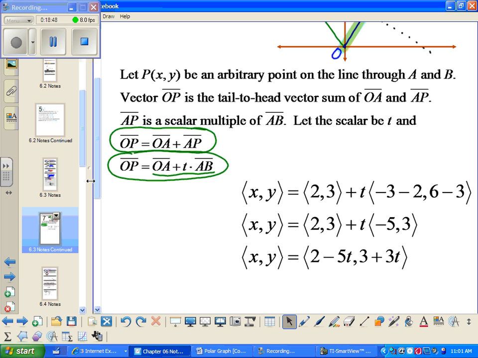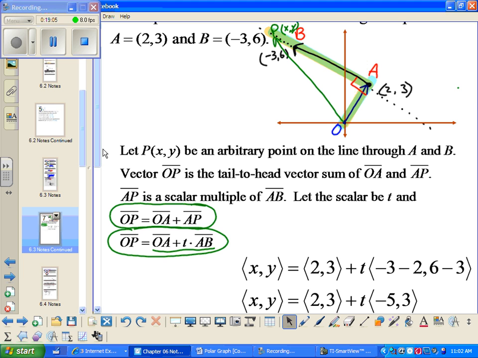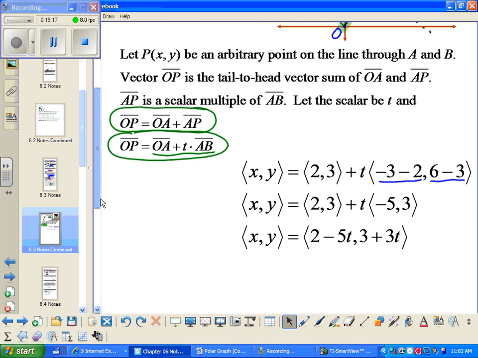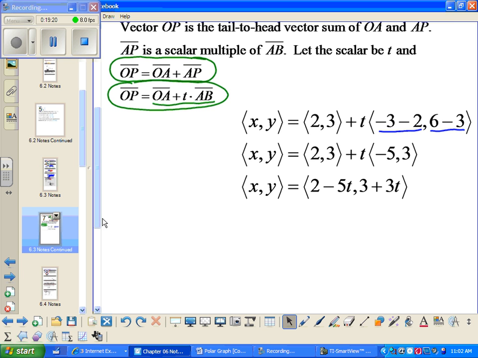So with all that said, here's the work involved. You're going to take the initial value as a vector, 2, 3, because we're going from the origin 0, 0 to 2, 3. That's going to give us vector 2, 3 plus t times vector AB. Well, we just use the heads minus tails rule to get that vector. So we take negative 3 minus 2 and 6 minus 3 to get the other vector. Once we do that, we can add them together and we get 2 plus t times negative 5, which is 2 minus 5t, and 3 plus t times 3, which is 3 plus 3t.